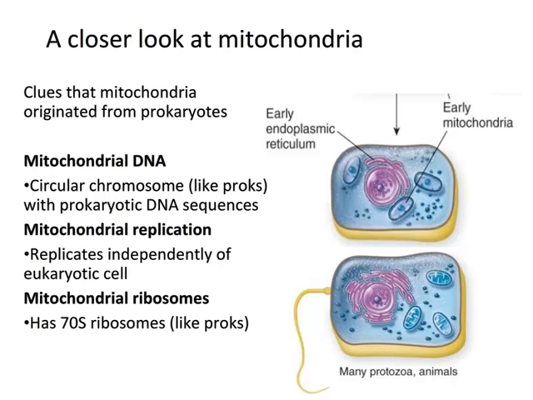Mitochondria replicate all by themselves. They don't rely on the cell itself for replication. They divide independently of the cell. And as you do know, mitochondrial ribosomes are the same size as bacterial ribosomes, 70S.